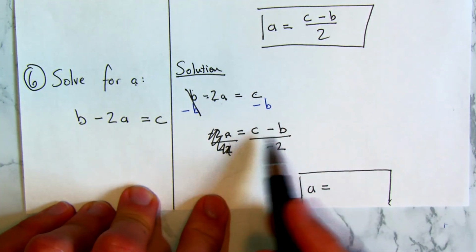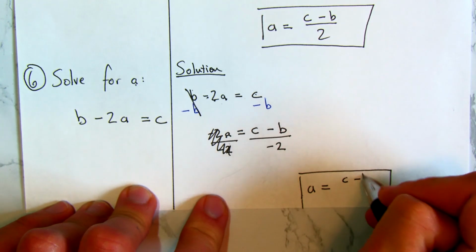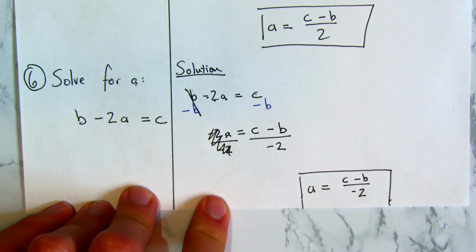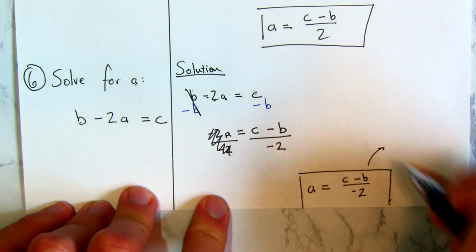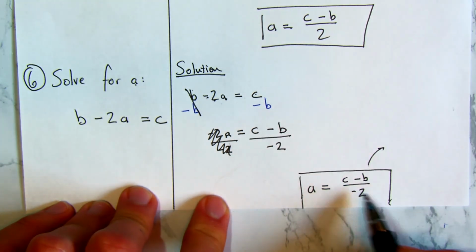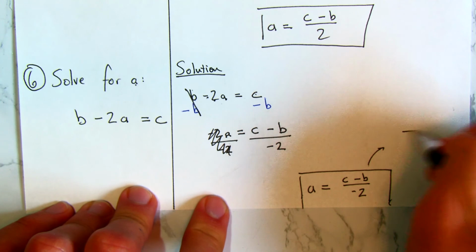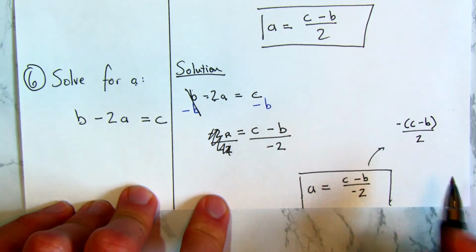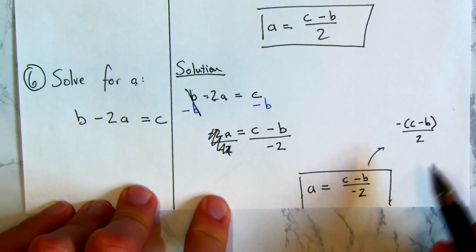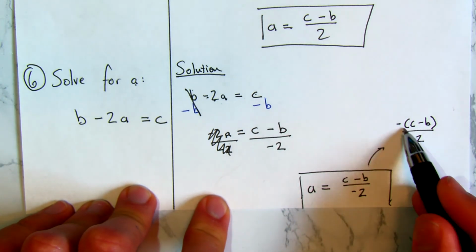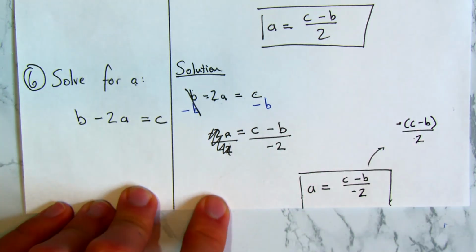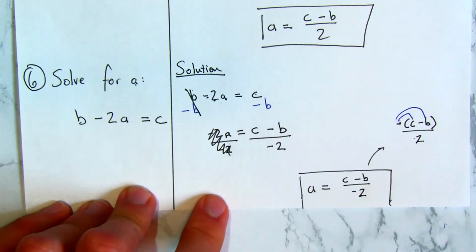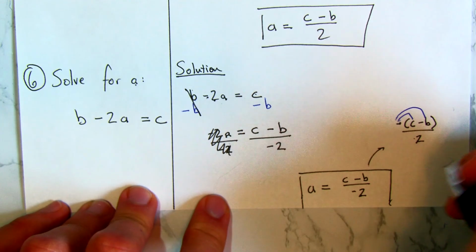And a is equal to c minus b over negative 2. So another way you could write this is, see this negative 2 on the bottom? You could move that to the top of the fraction, move that negative sign. So instead of having negative 2 on the bottom, you have a positive 2. A negative sign moves up to the top of the fraction to compensate. And then you would have to distribute or apply the negative sign to each term.